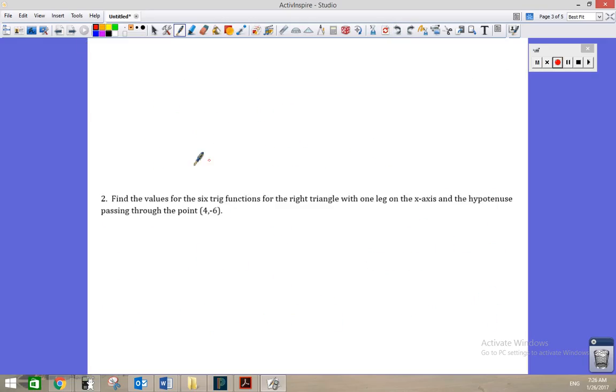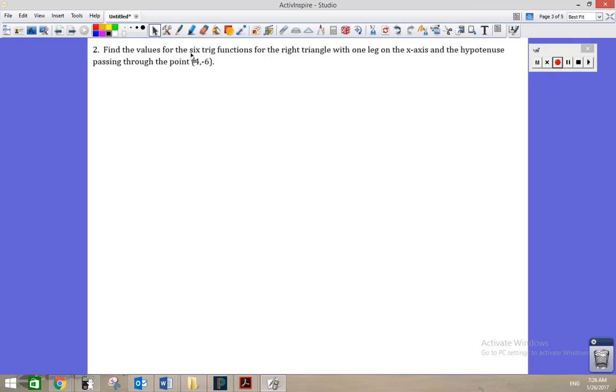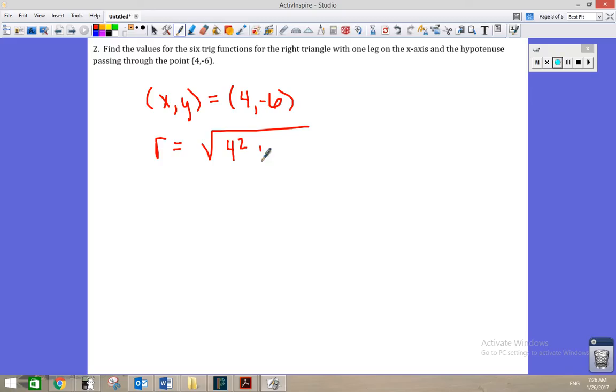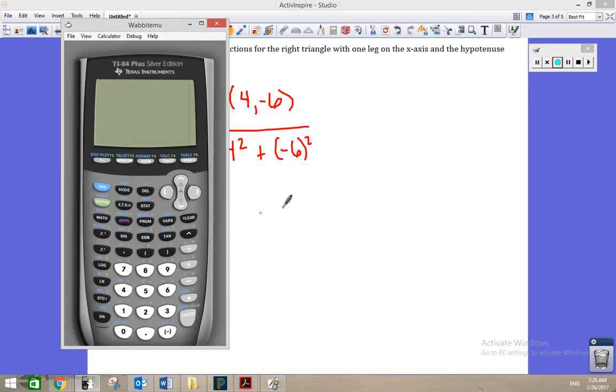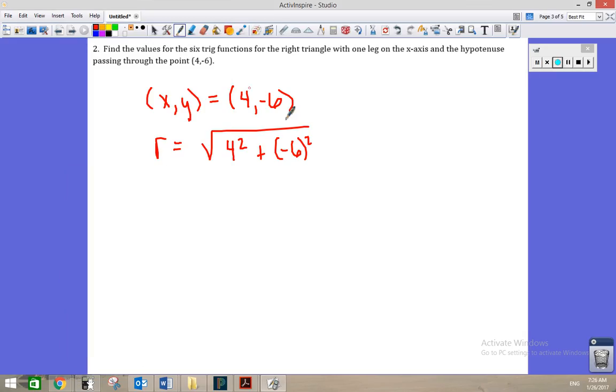For the next problem, we have the x and y given as 4 comma -6, which is down in quadrant 4. r is the square root of 4 squared plus -6 squared, so 16 plus 36, is that right? 52, and then the square root of 52 is 2 radical 13.